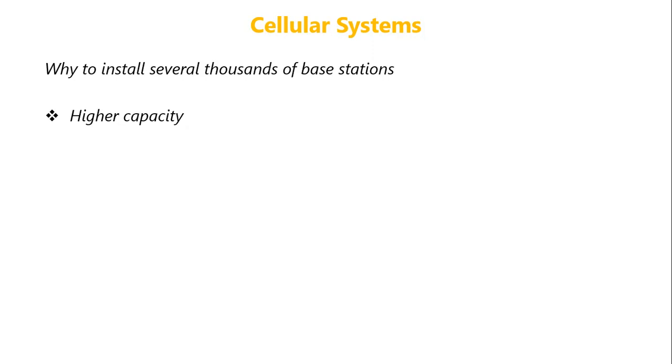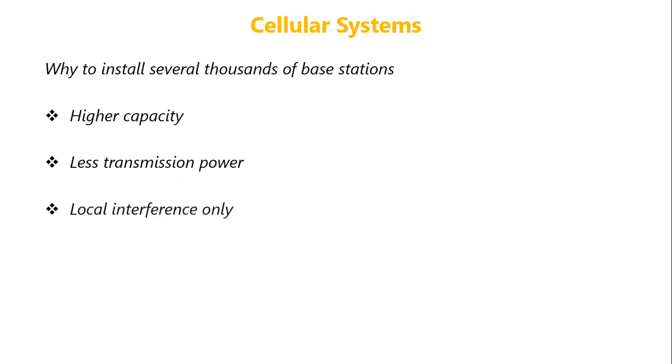So the key takeaway is, first, why we have several base stations instead of one: higher capacity. Here we discussed frequency reuse, and another point is that when you divide into multiple base stations, the number of users per base station will be limited, so we have better control.